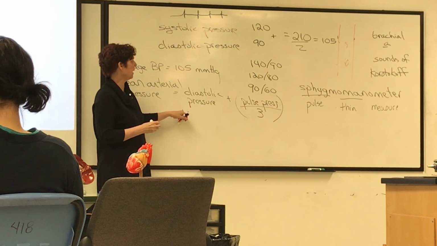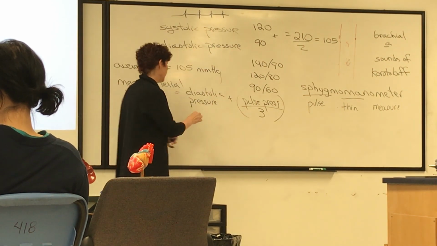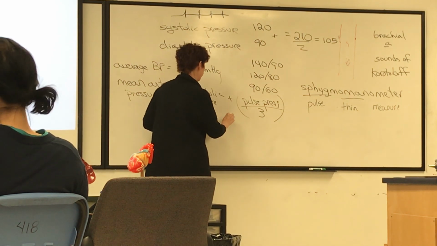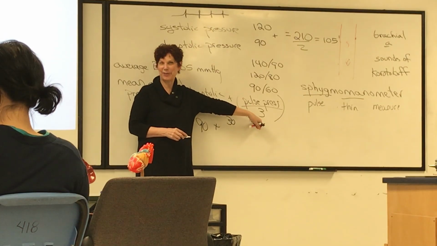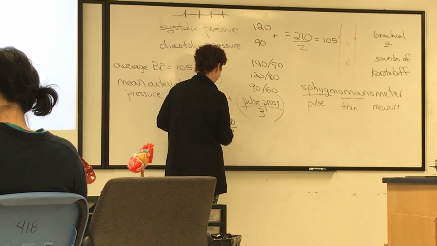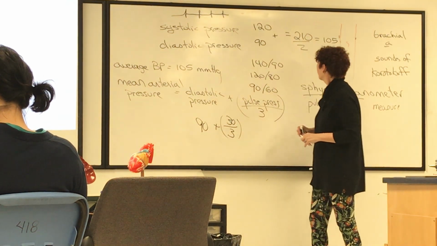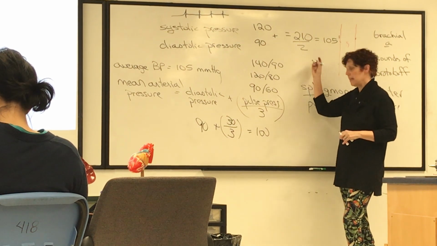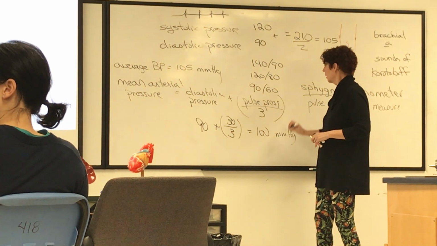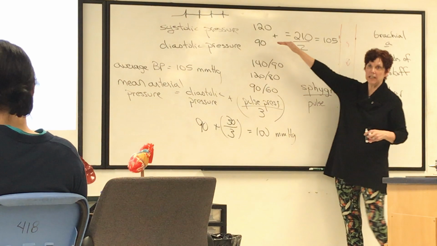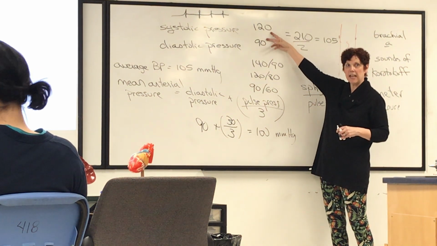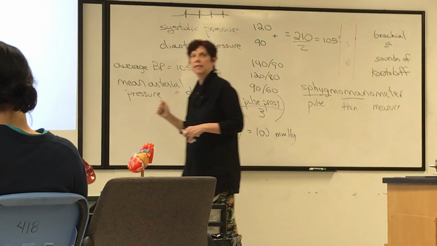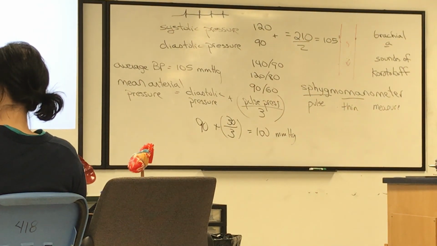Okay? So you take your diastolic pressure, which in this case was 90. And the pulse pressure is 120 minus 90, which is 30, which is why I wanted something divisible easily by 3. So 30 divided by 3 is 10. So my mean arterial pressure is going to be 100 instead of 105. So we take diastolic, take the difference between the two divided by 3 and add it to diastolic. And that gives us our mean arterial pressure.